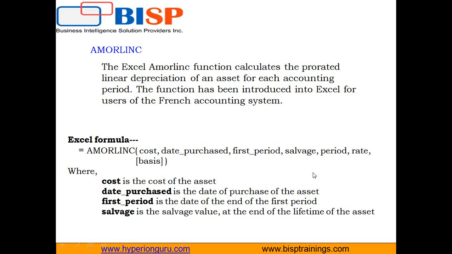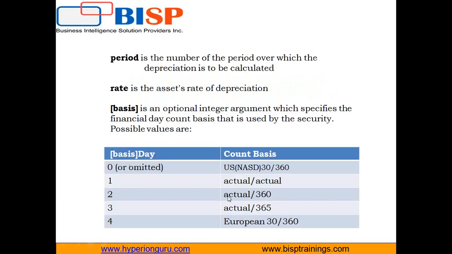So to calculate depreciation for an accounting period, we need the following arguments. First one is the cost, that's simply the amount that you have paid for the asset. The date you purchased it, so this is the date purchased. Next we have the first period. This is the date of the end of the first depreciation period. Then you have salvage value, which is the amount that you can sell the asset for after it has reached the end of its life. Then you have the period for which you are calculating depreciation, and that refers to a year.